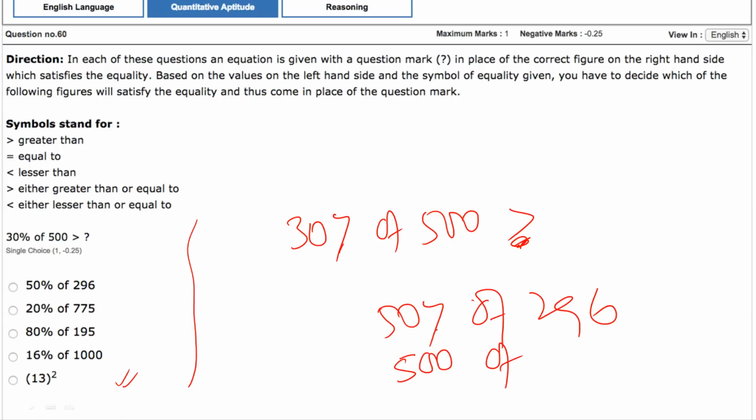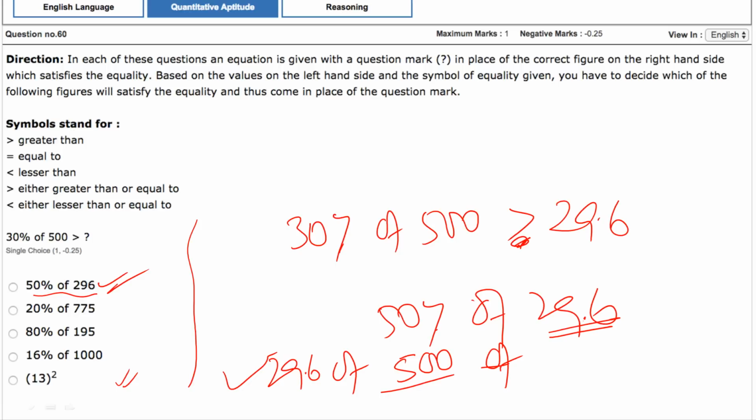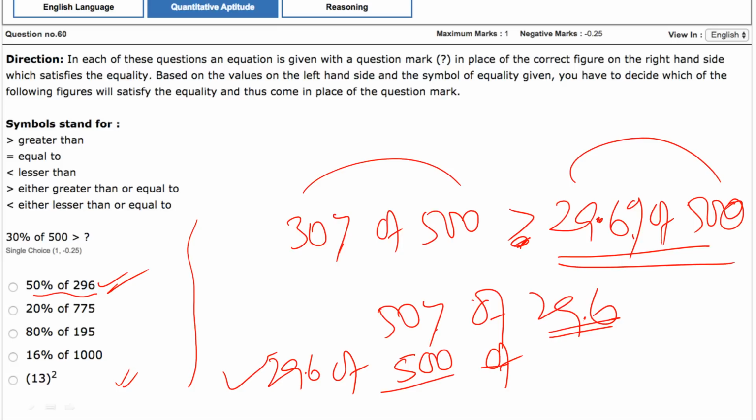Can I easily write it as 500, or I can just change this and make this as percentage and this one as number. I can do that, right? And I will borrow a 0 here also. This is nothing but 29.6% of 500. Clearly the very first option meets the criteria. What I have done is 50% of 296. I can easily write 29.6% of 500. So what I have done is I have just given it a 0 and I have taken a decimal here. That's it. So clearly now 30% of 500 will be greater than 29.6% of 500, and hence this is my answer. I hope this is clear.